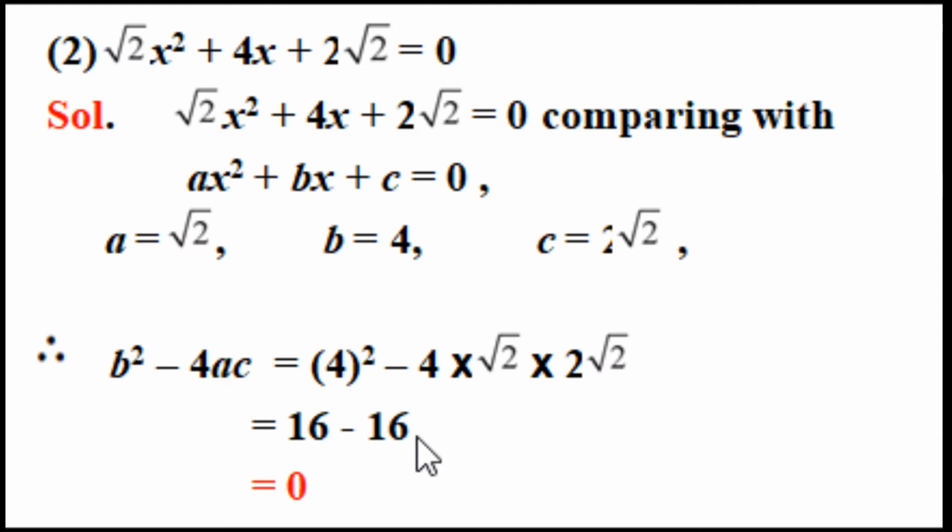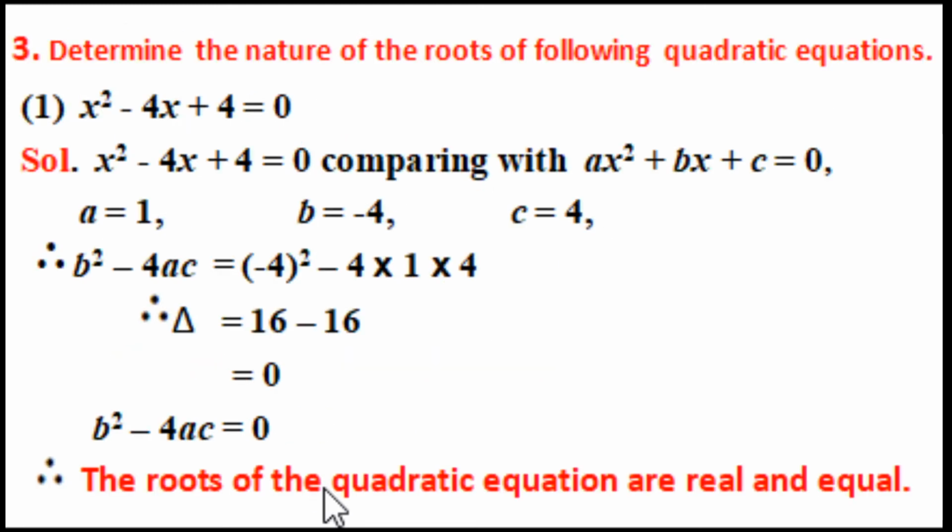Third one, root 2 x square plus 4x plus 2 root 2 is equal to 0. Here, comparing with ax square plus bx plus c is equal to 0, we get a as root 2, b as 4 and c as 2 root 2. Then the value of b square minus 4ac is equal to square of 4, that is 16, minus 4 into a into c. a is root 2, c is 2 root 2. So 4 root 2 into 2 root 2 gives 16. So 16 minus 16, we get b square minus 4ac is equal to 0.